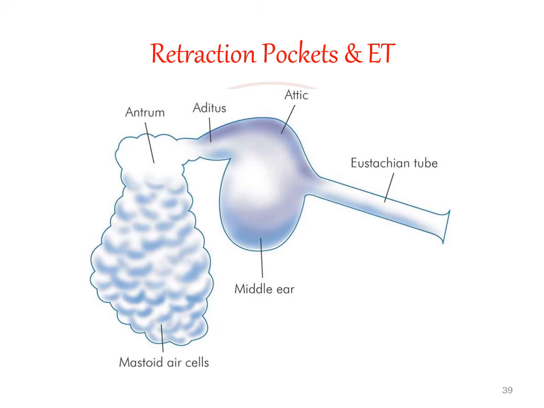Grade 1 is slight retraction of the tympanic membrane over the annulus. Grade 2 is severe retraction with the tympanic membrane touching the long process of the incus. Grade 3 is atelectasis. And grade 4 is adhesive otitis media. It means the tympanic membrane is completely touching the promontory.